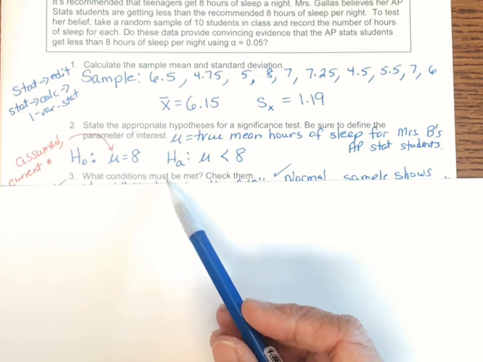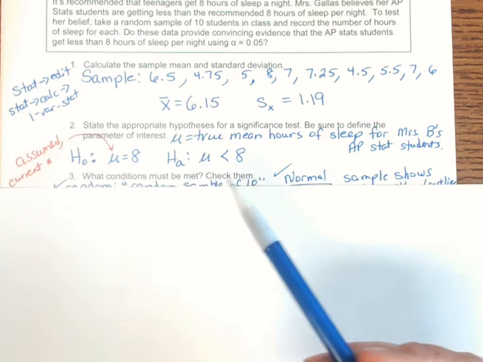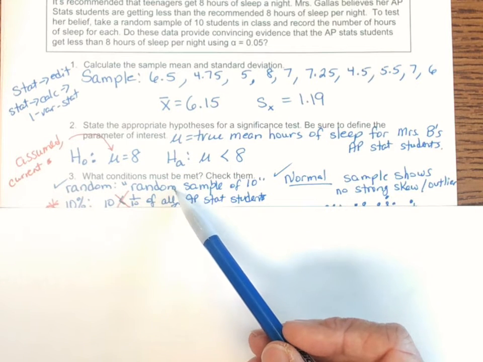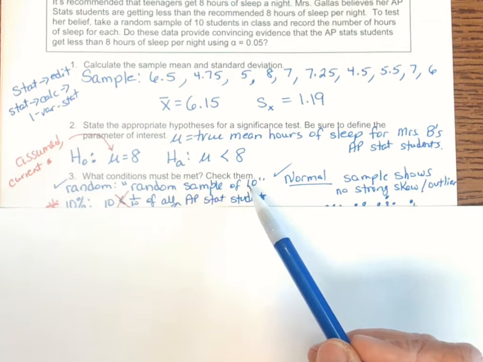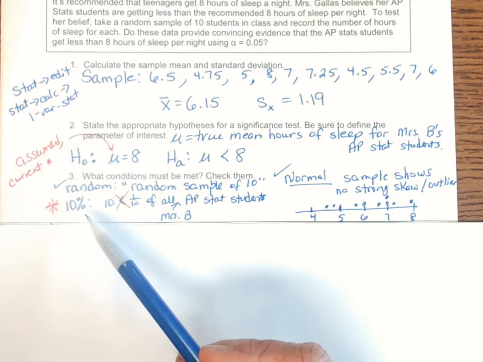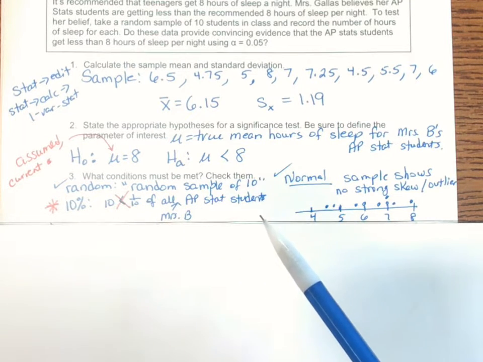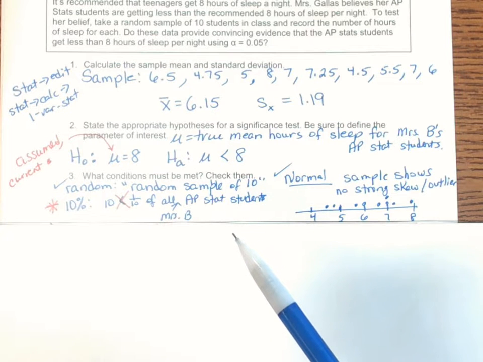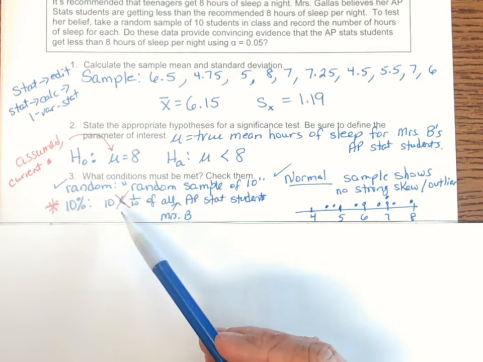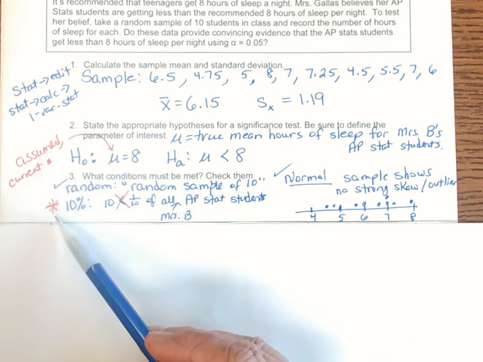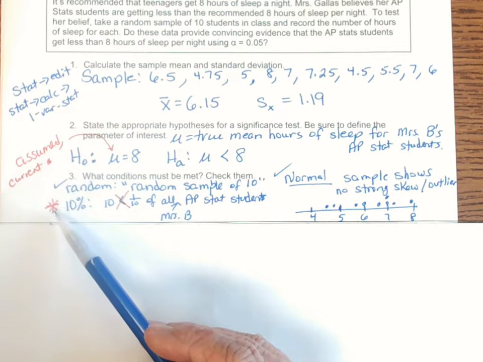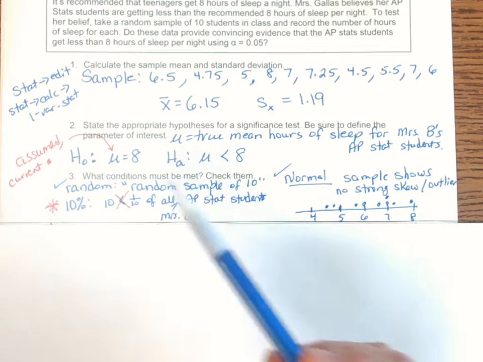Next, when we're doing a hypothesis test, we have to check conditions. Same three conditions. Random: we were told that I did a random sample of 10 students. 10%: we would be checking to see if 10 is less than 1/10 of all of my AP Stat students. Well, no, it's not this year. So we would have to still proceed, but in my conclusion, I'm going to have to mention this.